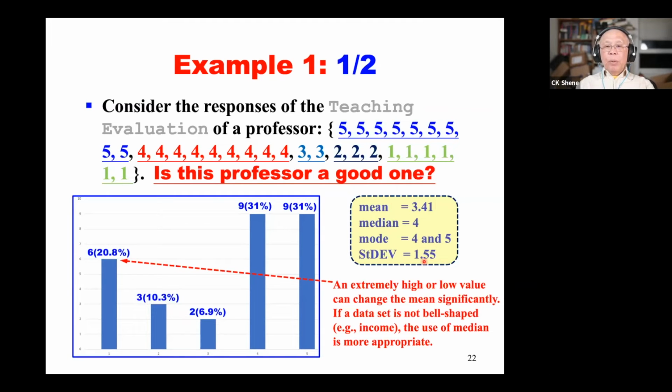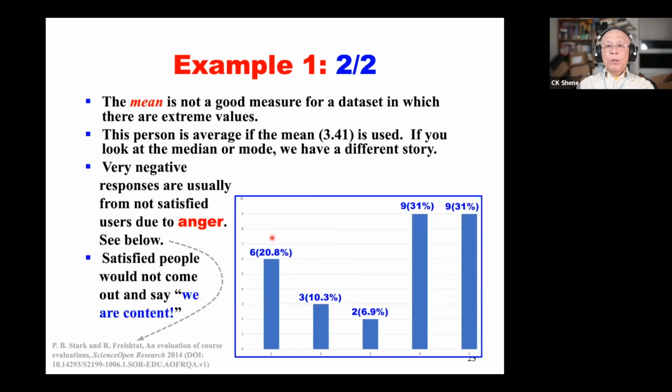So this extremely high or low value can change the mean value significantly. If the data, as we mentioned, if the data set is not bell-shaped, like income, the use of median is more appropriate. Now, if you intentionally or unintentionally, when you look at the data, you pick mean. Oh, this professor has a teaching evaluation of 3.41. It's just a so-so one, or just average one, right? But if you look at the median or mode, it's a completely different story.